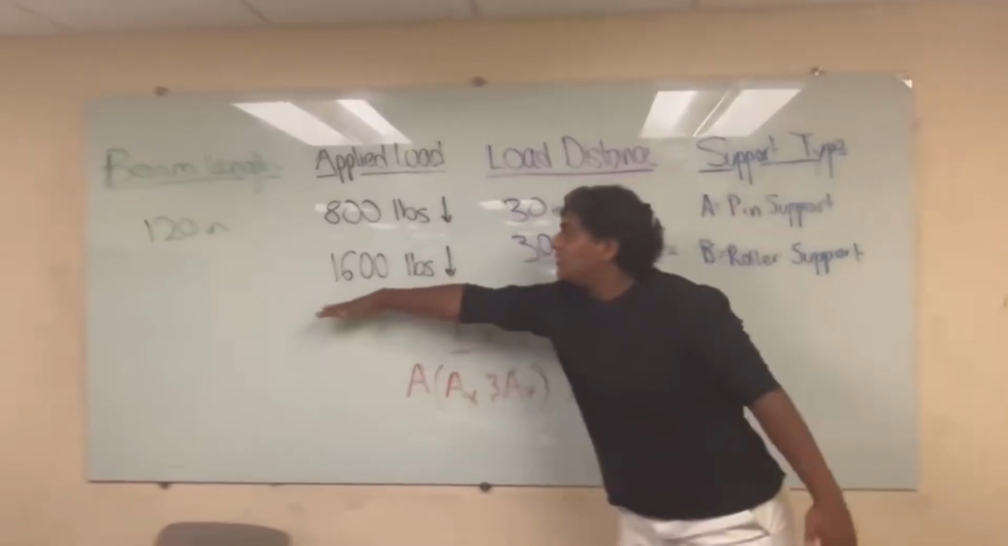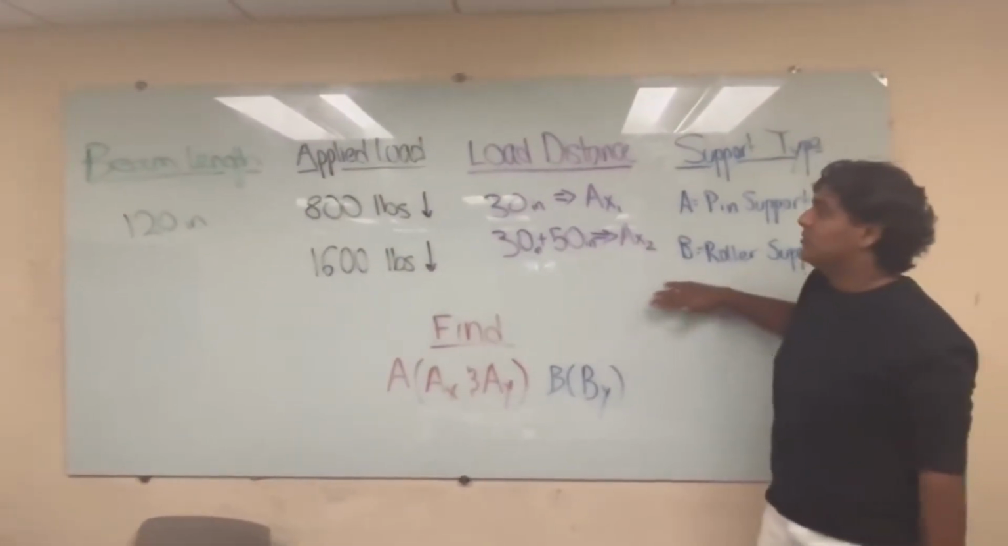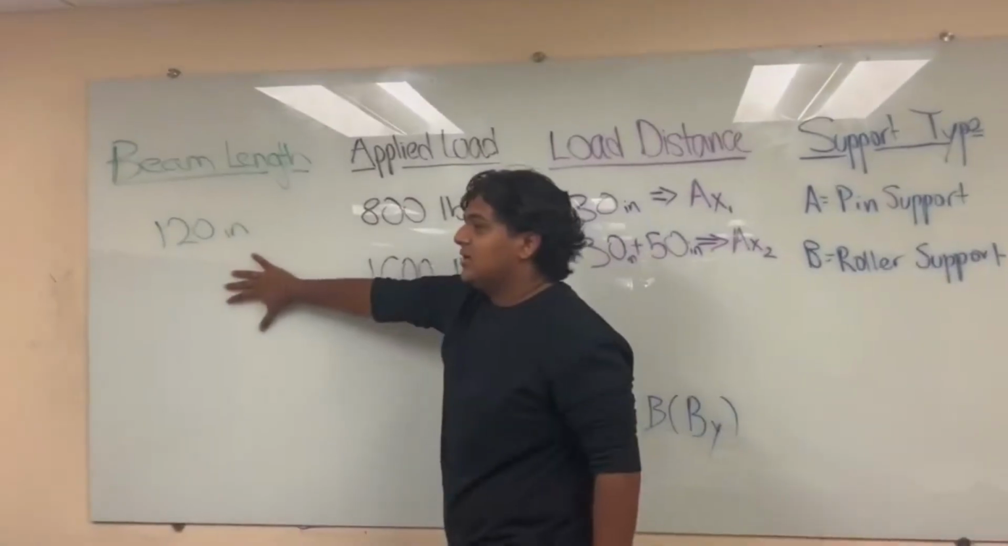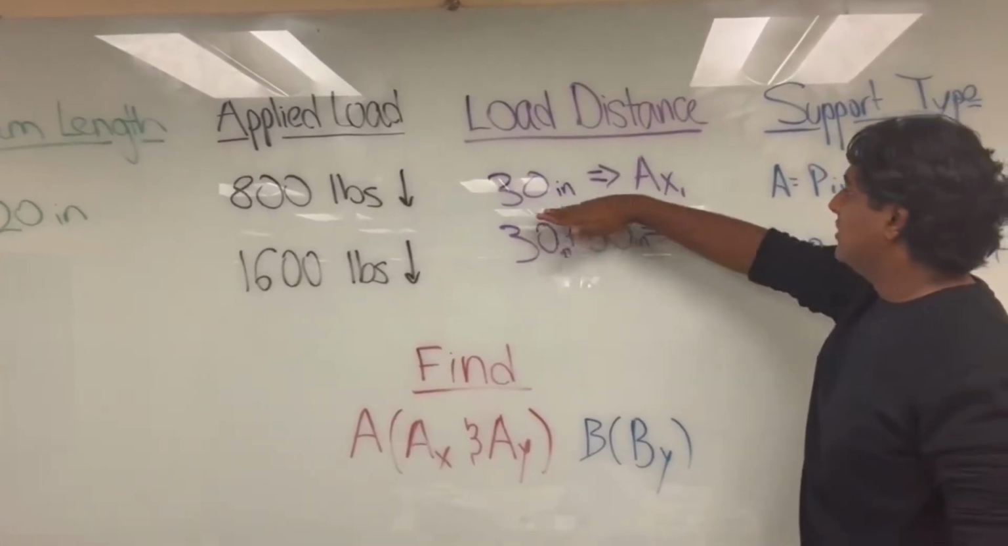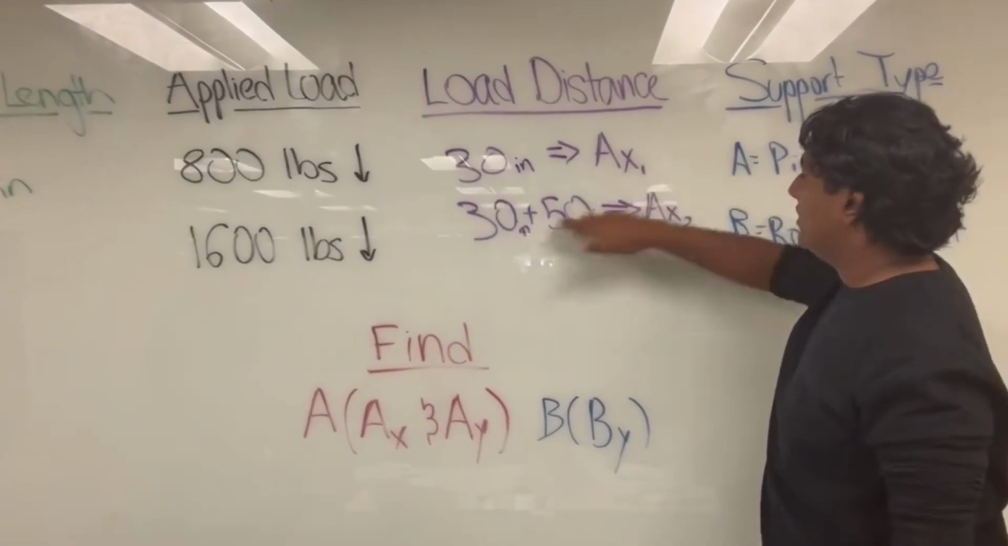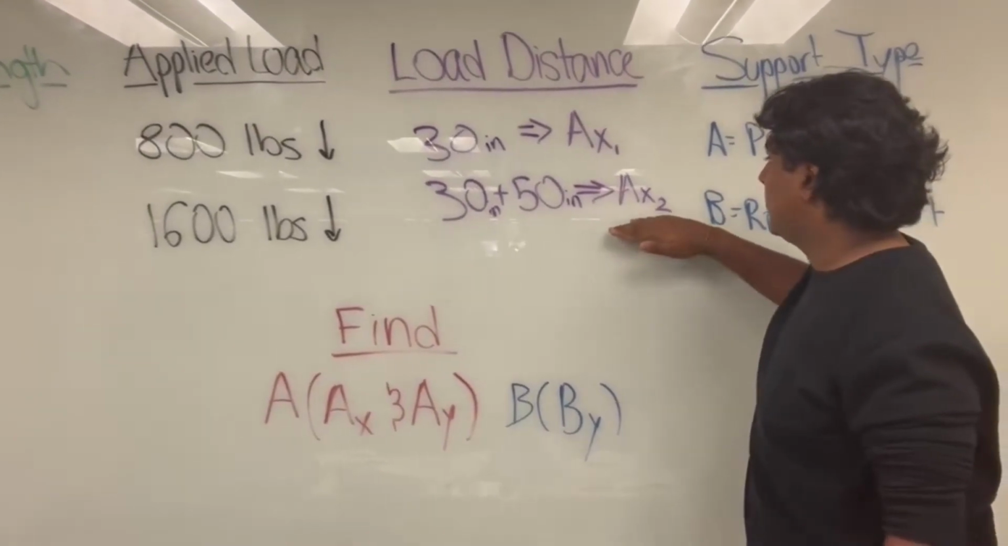Up here we have all the things we know and are given in our problem. We'll start with our beam length, which goes hand in hand with the distances of the load. So we have 30 inches for AX1 and then 30 inches plus 50 inches for AX2.